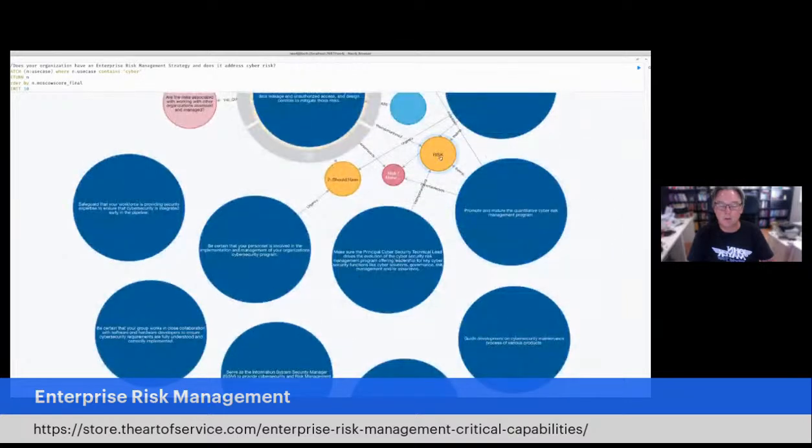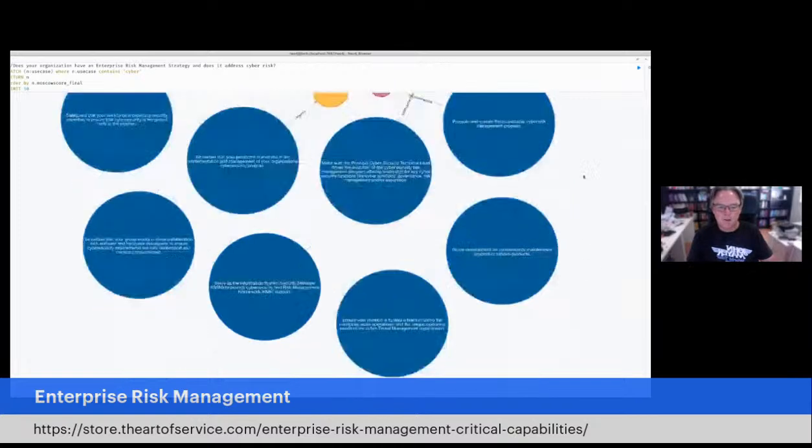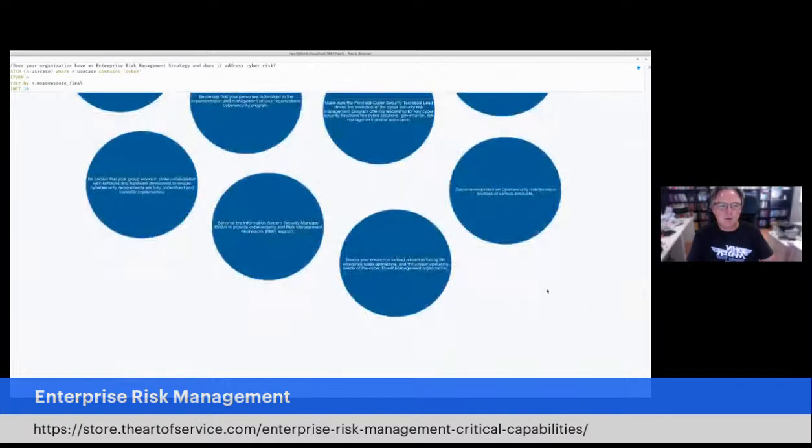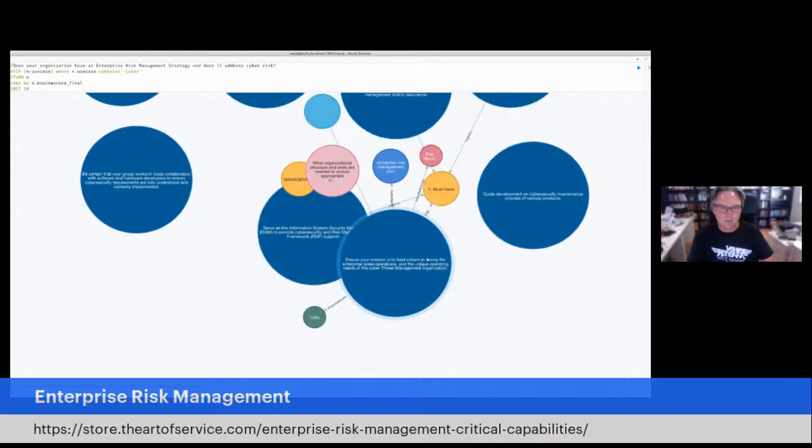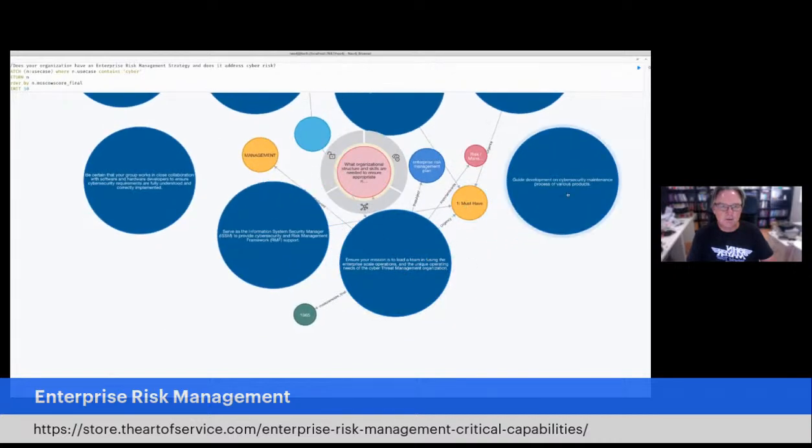And I can double click on risk if you only want to see risk, but that's because the topic is risk management, enterprise risk management. We'll get a big ball of a lot of information to see there. So we're not doing that. Here, ensure your mission is to lead a team, infusing the enterprise scale operations and the unique operating needs of the cyber threat management organization. All right. What organizational structure and skills are needed to ensure appropriate management of legal risk?